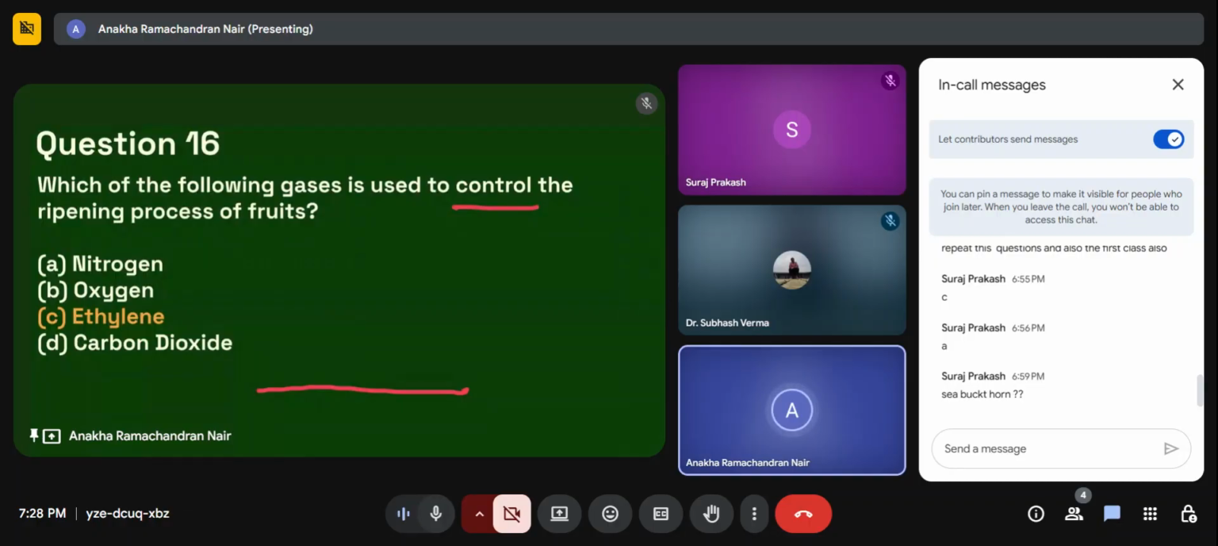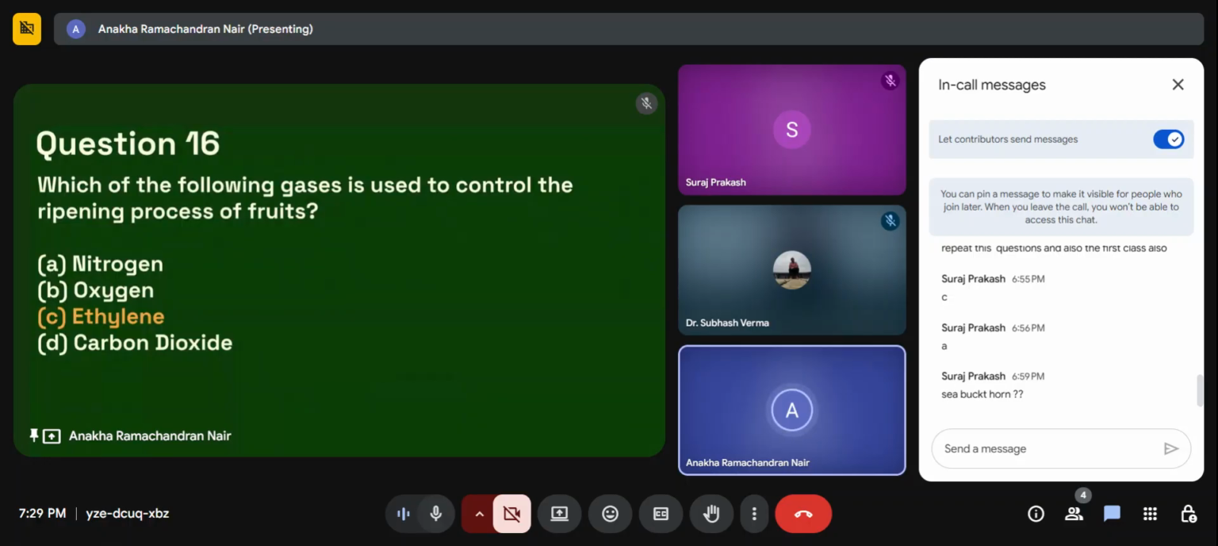So if you have a bunch of unripe bananas and you want to ripen it by tomorrow, you will use ethylene so that the ripening process happens faster. If you had left the bunch of bananas to ripen normally, it might have taken 2, 3, 4 more days, right? So in case you want to sell your product tomorrow and it's still not ripe, you will use ethylene to control the ripening process. Is that clear? Yes, ma'am. All right. So let's move on to question number 17.